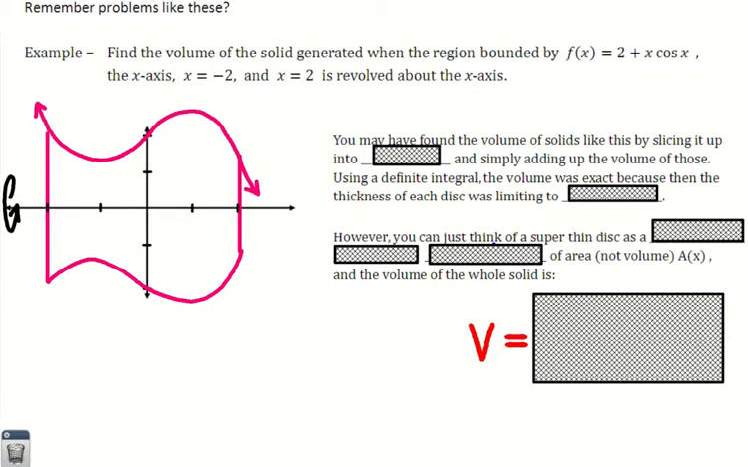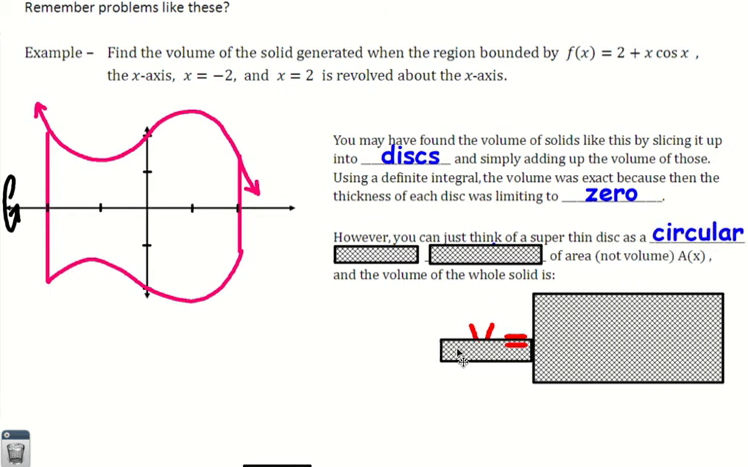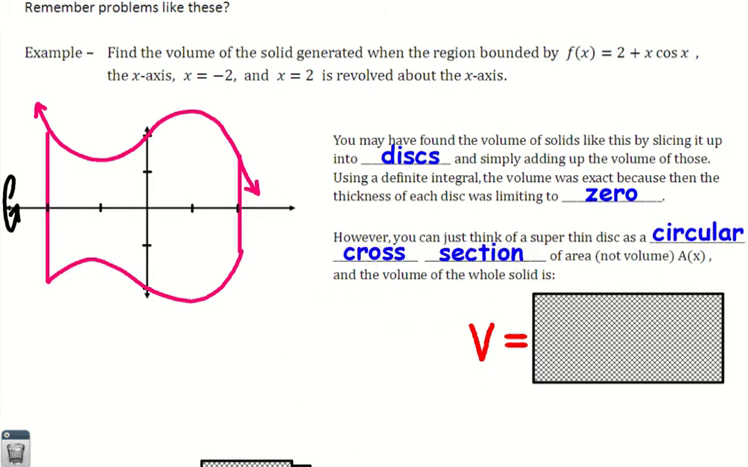Anyway, moving on to the reading on the right here, you may have found the volume of solids like this by slicing it up into disks and simply adding up the volume of those. Using a definite integral, the volume was exact because the thickness of each disk was limiting to 0. However, you can just think of a super thin disk as a circular cross section of area.